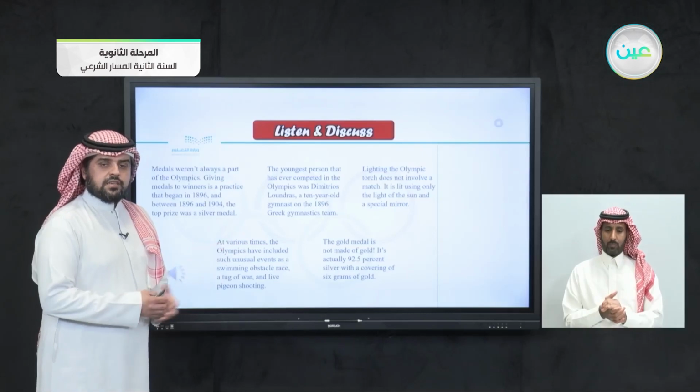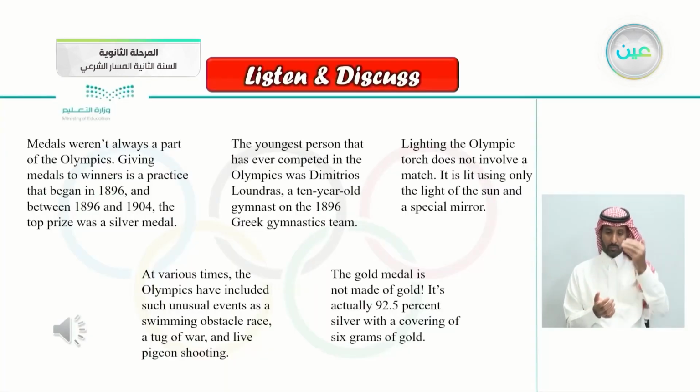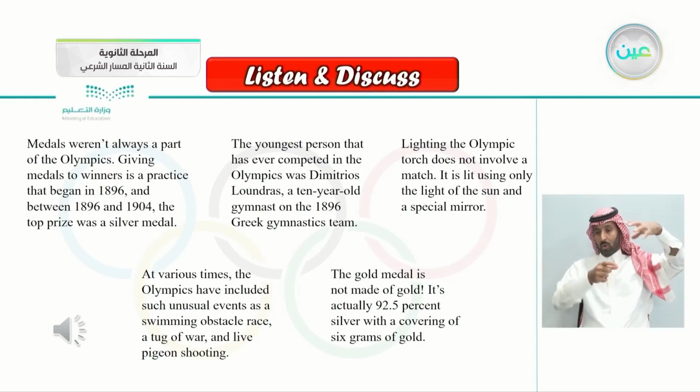So these are some new facts about the Olympics. As you can see here in the first paragraph, it was talking that the prizes before, the winner would get a silver medal instead of a gold medal. This is new to me. In the second paragraph, the youngest person who has ever participated was a 10-year-old boy, as you can see, in 1896. And lighting the Olympic torch using a mirror and the sun. So this is also new to me.